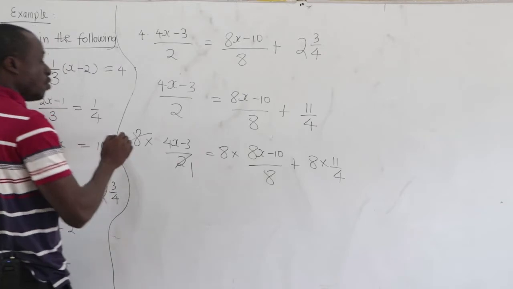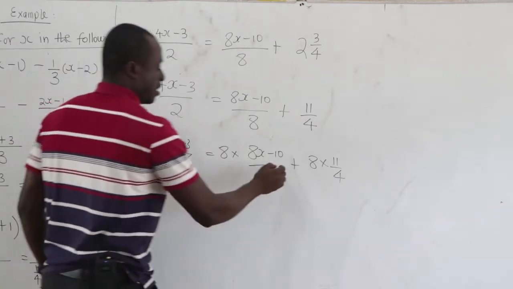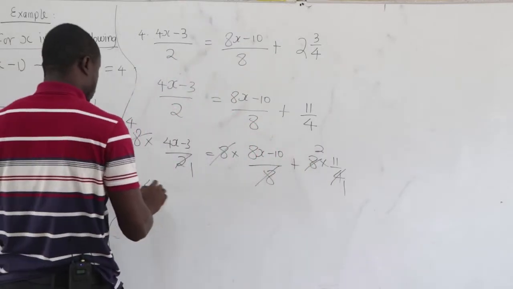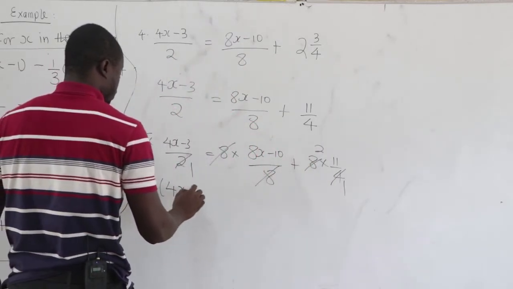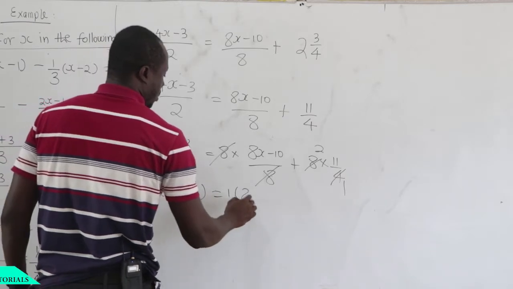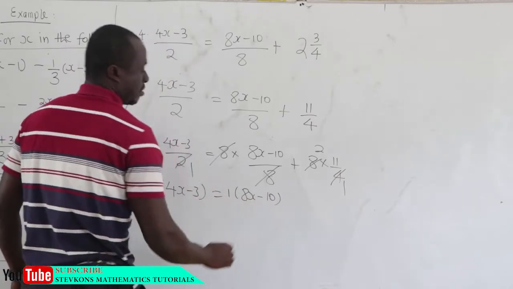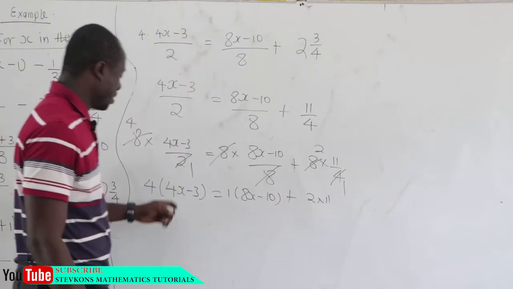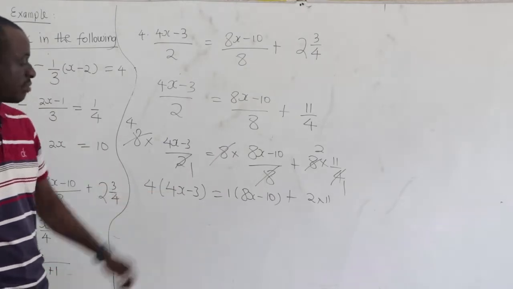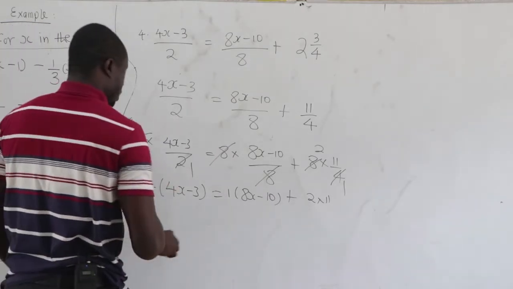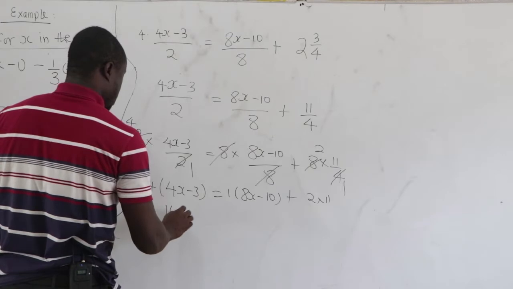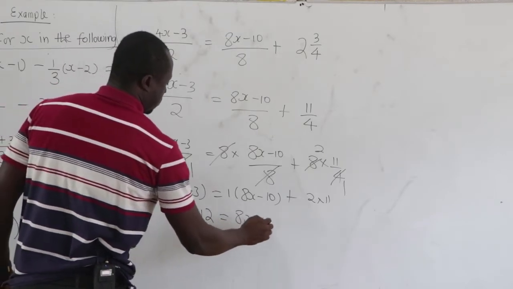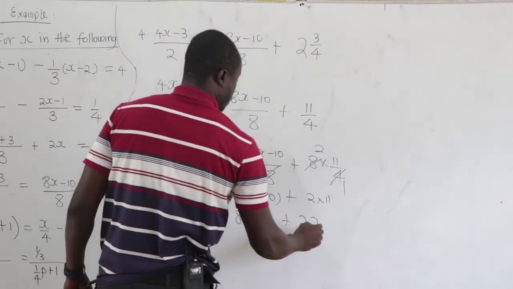2 goes into 8, that is 4 times. 8 will cancel 8. 4 goes into 8, that's 2 times. So we have 4 times 4x minus 3 equal to 1 times 8x minus 10 plus 2 times 11. This is just one term, that's why I didn't bring a bracket, but here it is so necessary, I have to bring the bracket. Now 4 times 4x, this is 16x. 4 times 3, we have 12. We have 8x minus 10 plus 22.